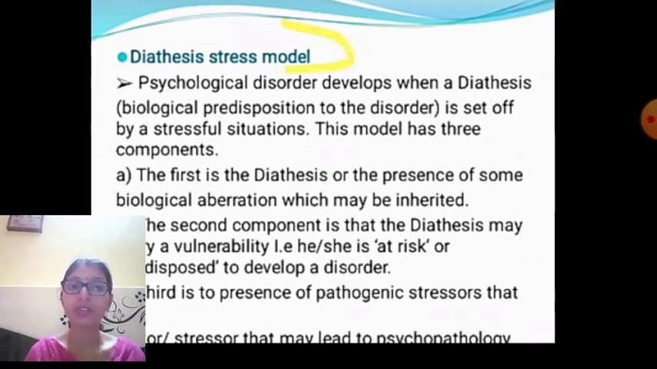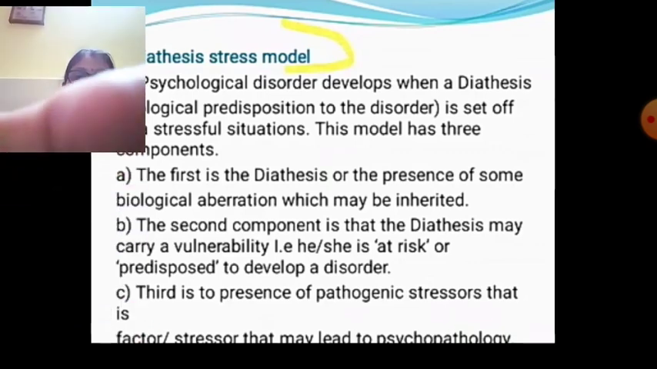First component जो है, this is known as diathesis. The first is the diathesis or the presence of some biological aberrations which may be inherited. ठीक है, diathesis that means कोई भी biological predisposition जो कि already exist करता है आपकी biology में, आपके body में, which is basically inherited from your parents. ठीक है, something कुछ ऐसा जो आपके parents के through आप में inheritance के through exist कर रहा है. This biological predisposition is known as diathesis.